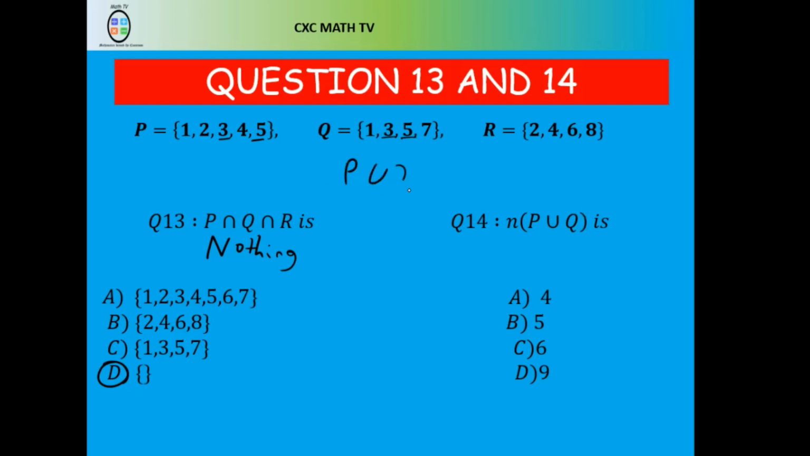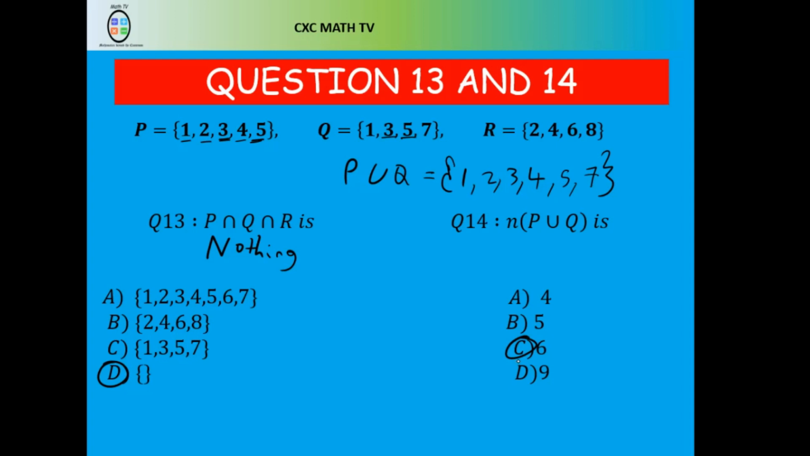We want the number of elements in P union Q. First thing, work out P union Q. P union Q would be 1, 2, 3, 4, 5, and 7. Which is how many elements? That looks like 6. Option C.